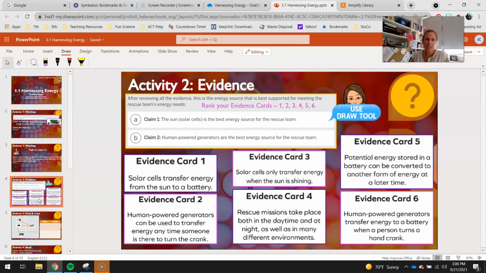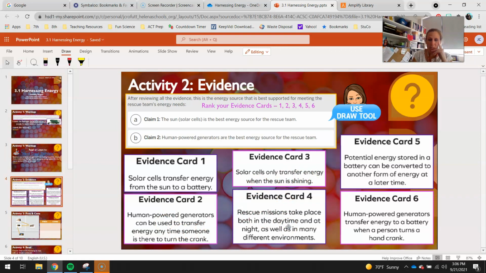All right, moving on to activity 2. You are going to be looking at 2 claims, one of which says the hand crank generator is the best, and one of which says a solar system would be a little bit better for a rescue team. So you are going to read through all of this evidence. Evidence card number 1, solar cells transfer energy from the sun to a battery. Evidence card number 2, human powered generators can be used to transfer energy anytime someone is there to turn the crank. Evidence card number 3, solar cells only transfer energy when the sun is shining.